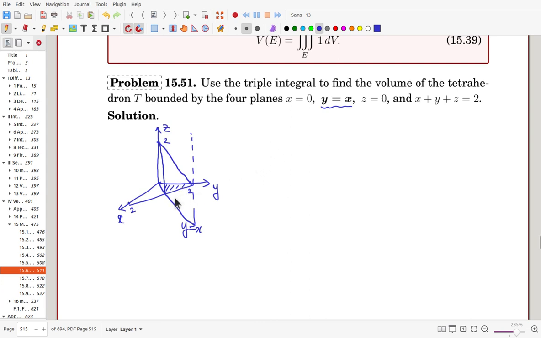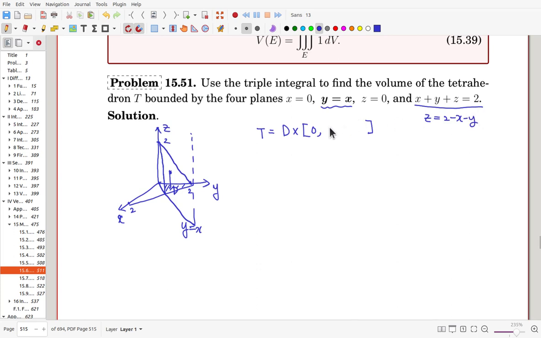Right? So now this tetrahedron T must be over D times something like that. We'll try to get it. Here D is of course that one, and for each point over there, the bottom z is 0, and the top z will be on the plane, but the plane is given in this way, so that bottom z is 0, top z is from here, z equals 2 minus x minus y.